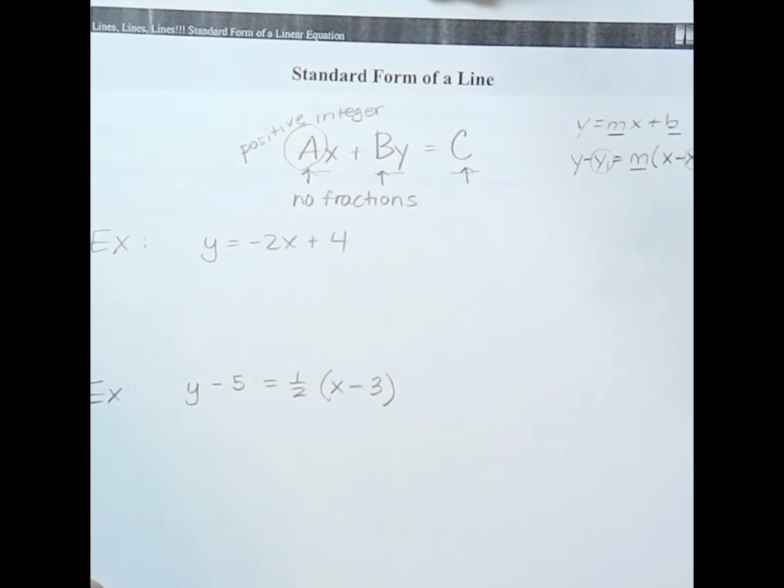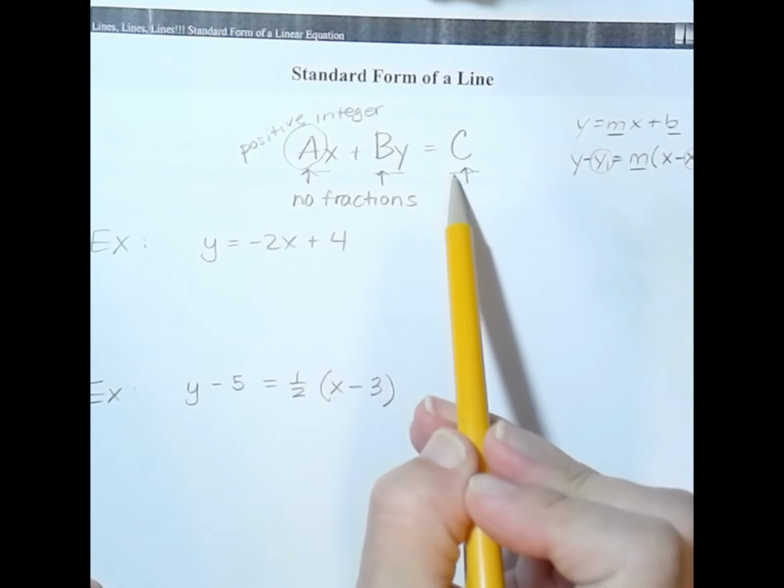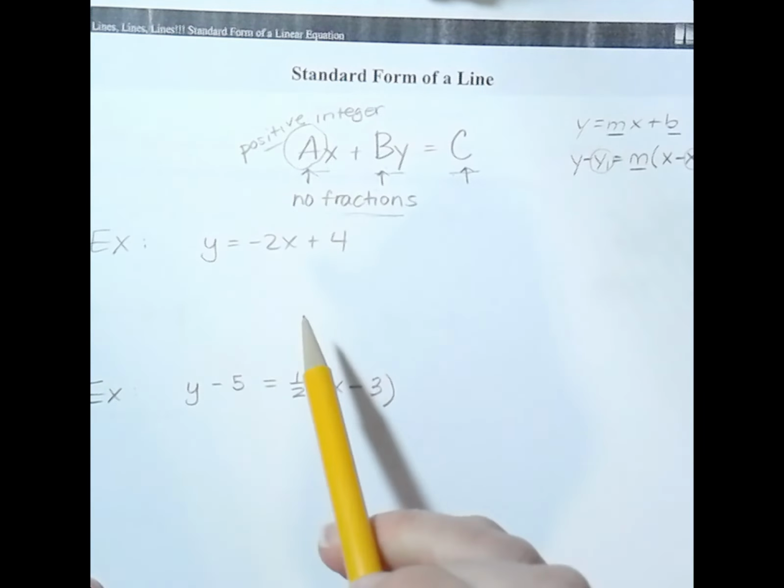So really we're just going to use our algebra to rearrange equations, making sure that we have the x term first, the y term second, equal to a number, and we have to make sure we get rid of fractions and keep this first number positive.